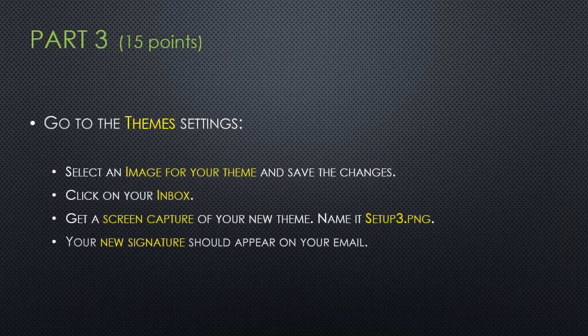In this last part, part 3, which is worth 15 points, we're going to just go ahead and change the theme to something different. So follow along the video. You're going to change it to a different image, and then get a screen capture of the entire screen with a new theme, and that's going to be put on setup 3 screen capture. And then make sure you email all screen captures, all 3 of them, to ProfessorDoonan@gmail.com, and make sure that your new signature line is appearing on your email. Once you've done that, your lab is complete.